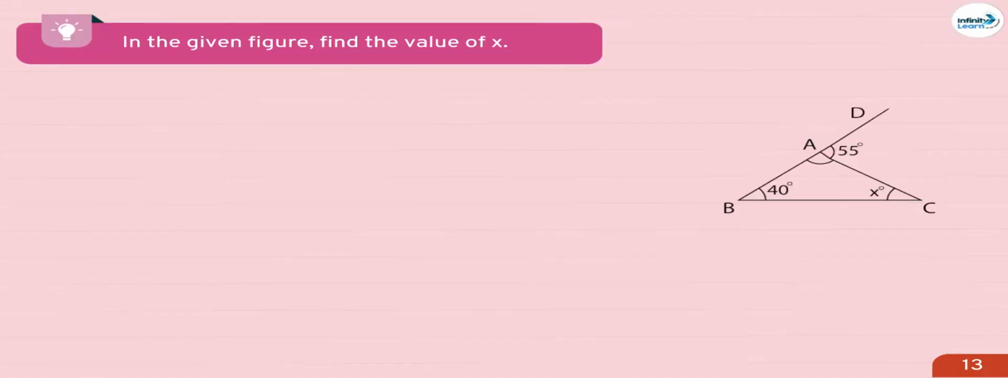Now, before starting the quiz, let's see some questions. Find the value of x by the angle sum property. 40 plus x is forming a linear pair. Or by the exterior angle property, we can also find 40 plus x is equal to 55. The value of x is 55 minus 40, which is 15 degrees. Clear? By the exterior angle property.